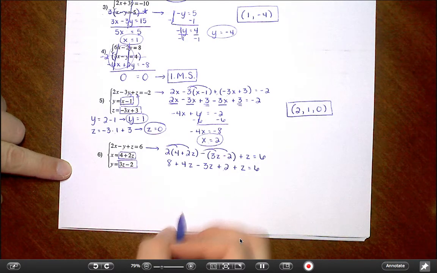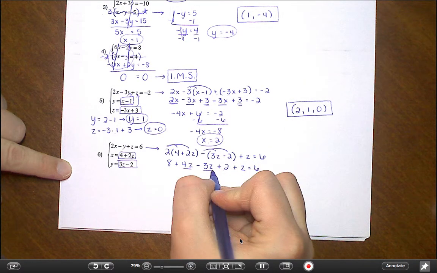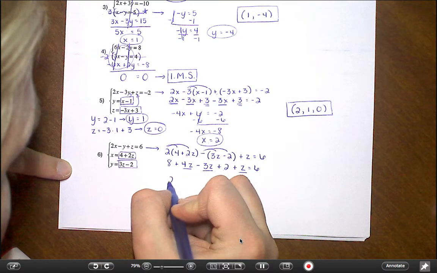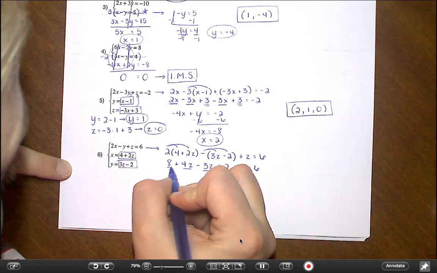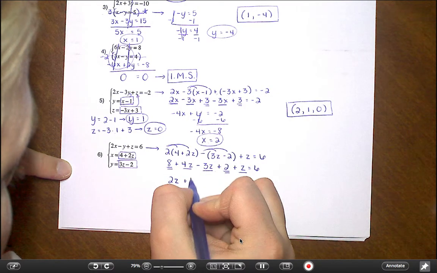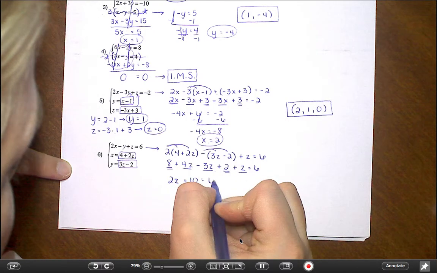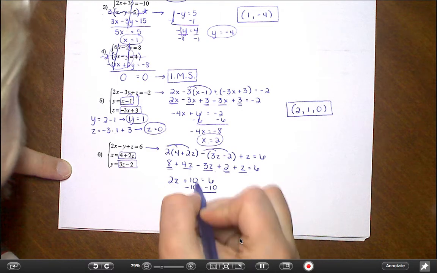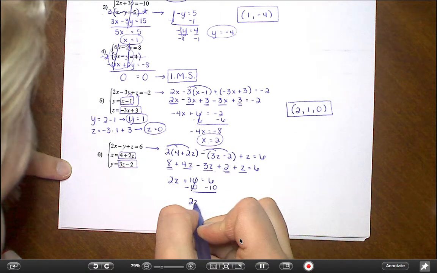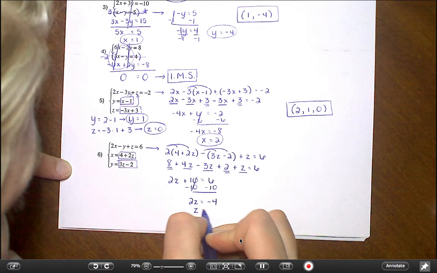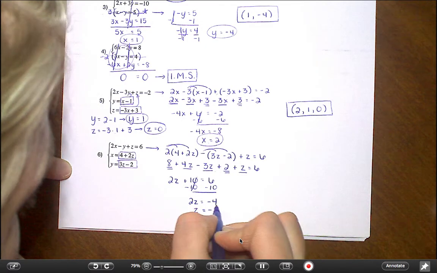I'm going to combine all my z's, so I have 4z minus 3z plus z. That's 1 plus 1 is 2. And then I have 8 plus 2 is 10, so 2z plus 10 equals 6. Let's subtract 10. So I have 2z equals negative 4. Divide by 2, and z equals negative 2.